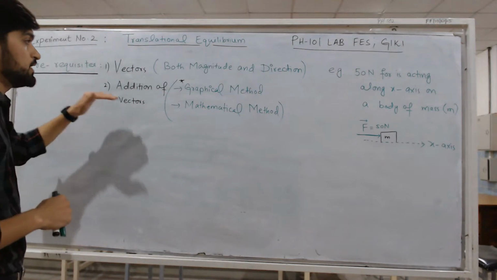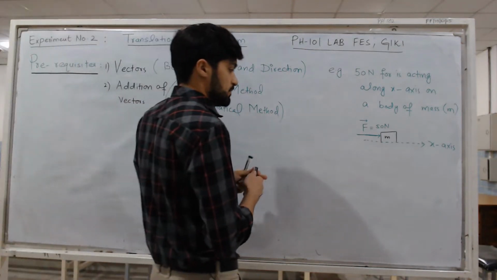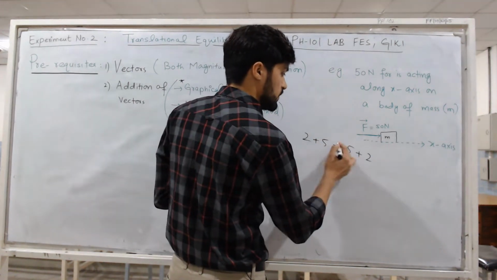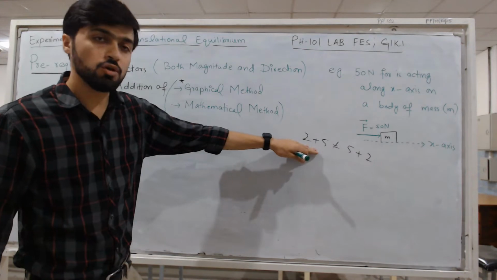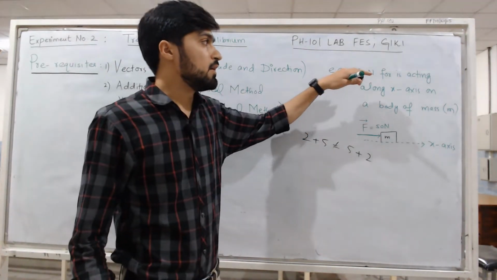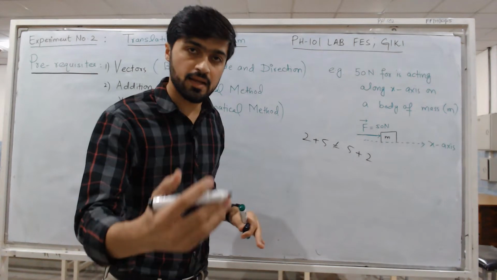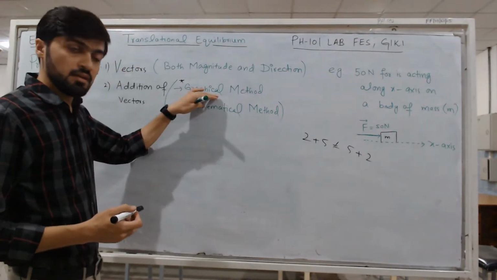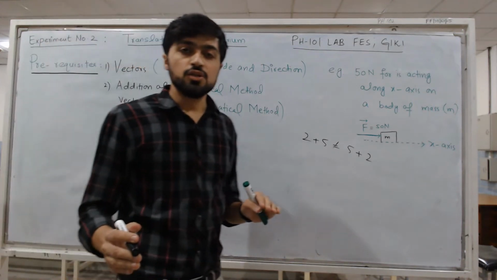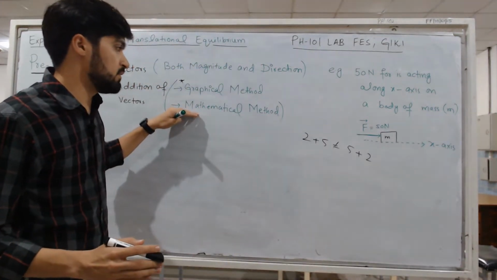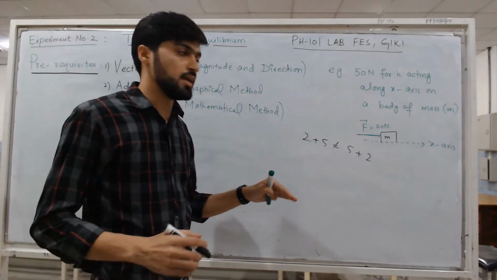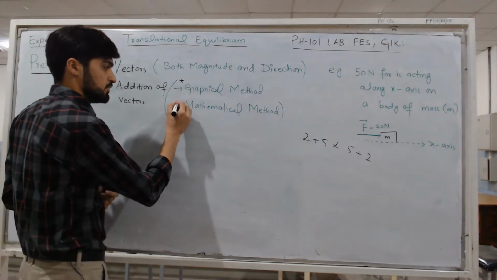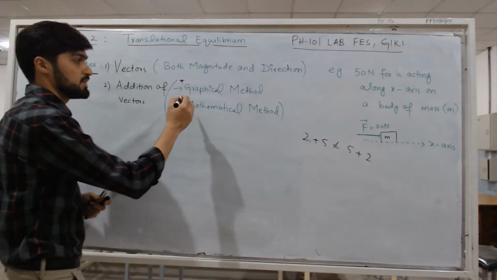The second prerequisite is the addition of vectors. Just like ordinary addition, 2 plus 5 is equal to 5 plus 2, we cannot add vectors like this, because vectors have not only a magnitude, they also have a direction. So there are two methods: one is the graphical method and the other is the mathematical method. We will discuss the mathematical method later in our theory and calculations part. First we will discuss the graphical method.